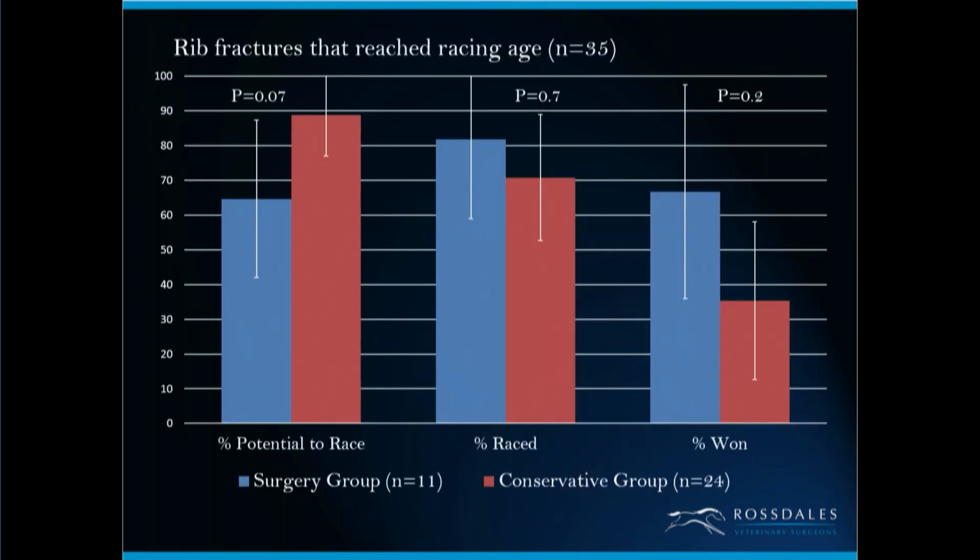So we're just comparing the 2 different groups. In the surgery group and the conservative group, we can see here that the surgical group had a much higher loss before reaching racing age. But then in the surgical group, more of these foals went on to race and more of them went on to win. But looking at the p-values, none of these were statistically significant.